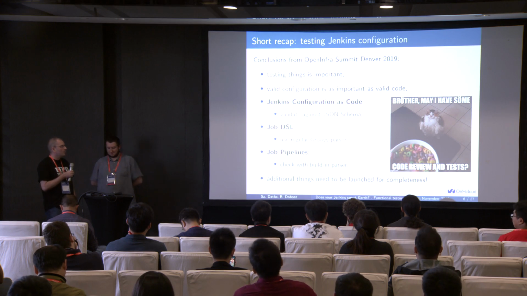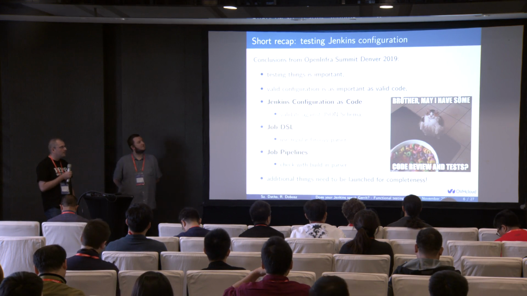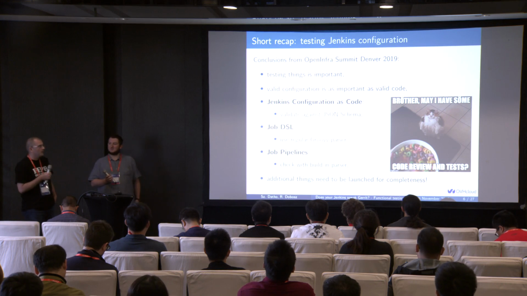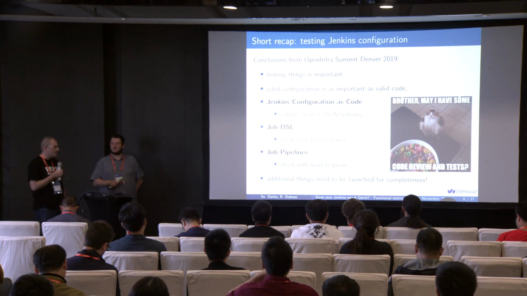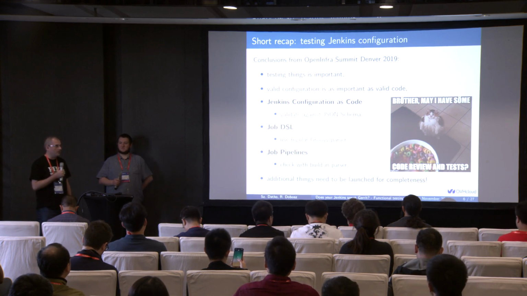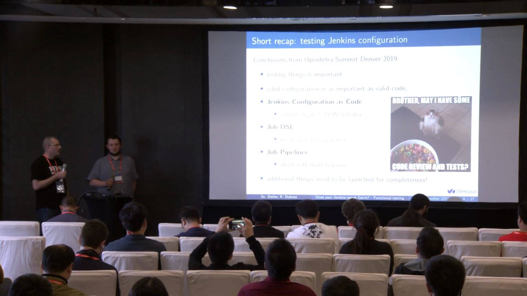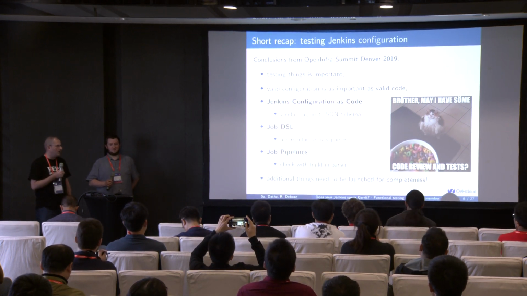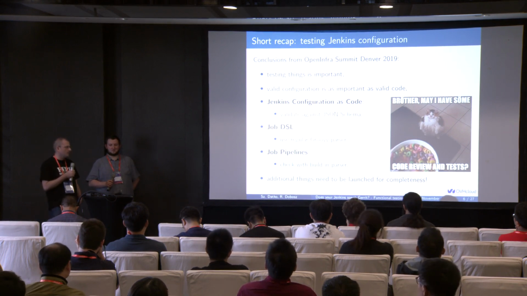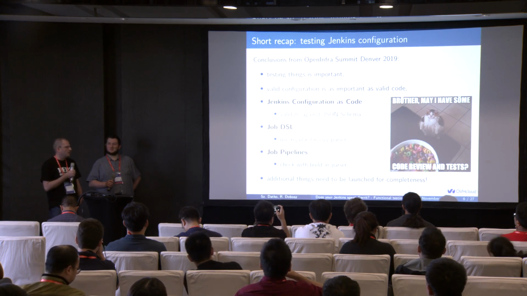And last time we were talking about verification of such configuration. So the Jenkins configuration as a code can be validated against the JSON schema. JobDSL can be tested by using the regular Groovy parser. And also job pipelines can be checked by built-in parser. So yeah, and additional things need to be launched for completeness.